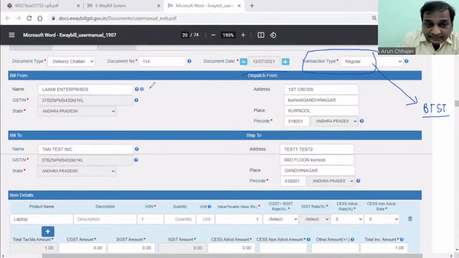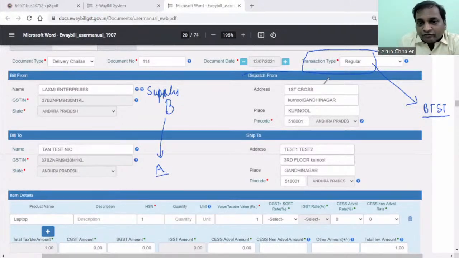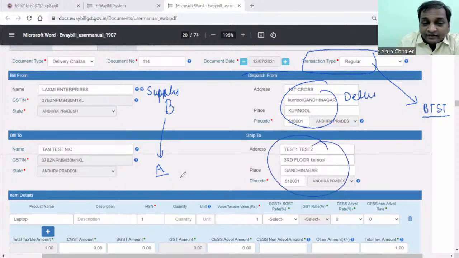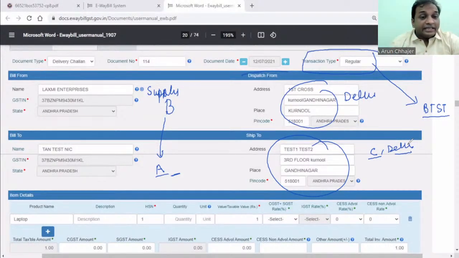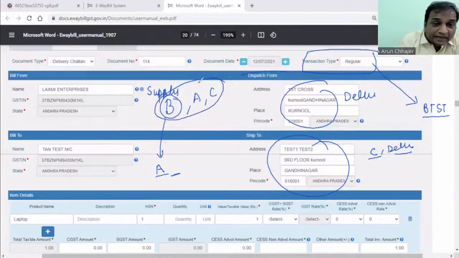Assuming B is generating the Eway bill, the supplier is B. And who is the customer of B? Mr. A. From where is it being picked? Starting location Delhi. And where is it being delivered? Will it be at Maharashtra? Answer is no. It will be at C, Delhi address. So this would be the pattern to make the Eway bill for bill to ship to model. Eway bill can be generated by either B or A or C. By any party it can be generated.